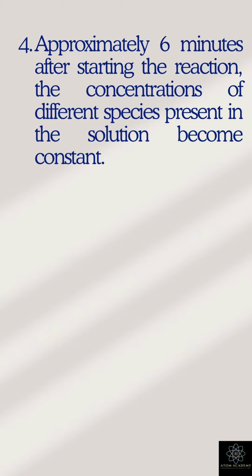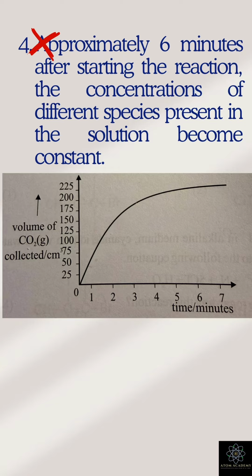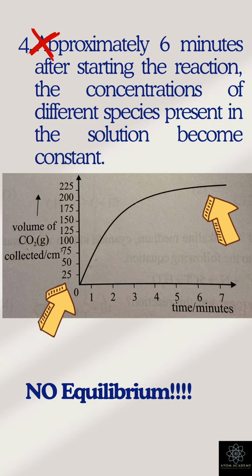Statement 4. Approximately 6 minutes after starting the reaction, the concentrations of different species present in the solution become constant. We cannot conclude this from the graph. The decrease in carbon dioxide production does not mean concentrations become constant due to equilibrium. It can simply mean the reaction has completed because one reactant is exhausted. If you start thinking in terms of equilibrium here, you will fall straight into the common exam trap.